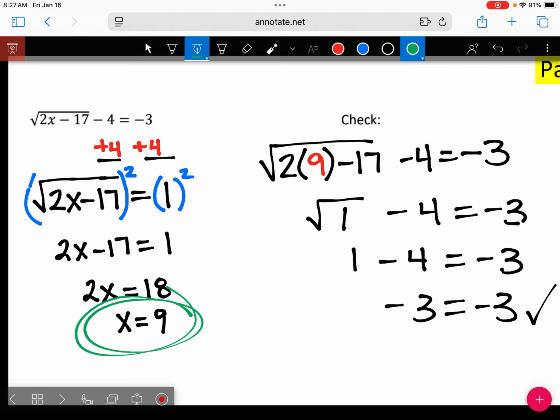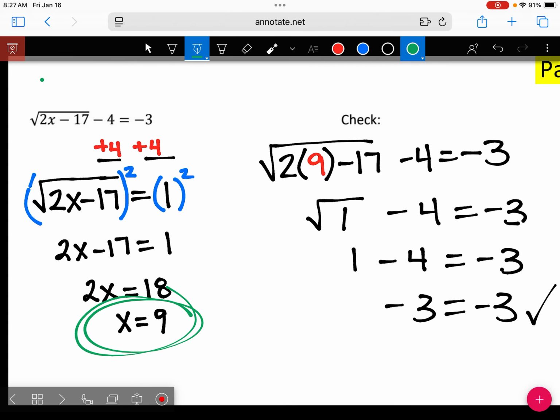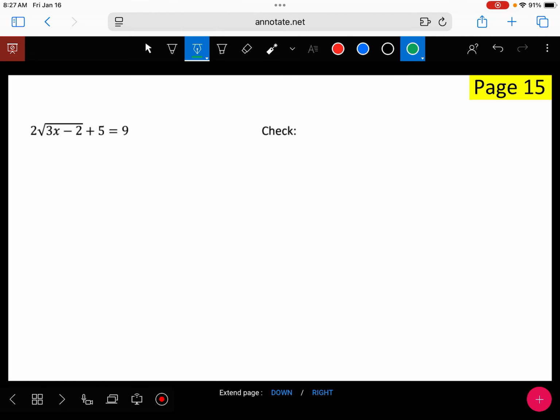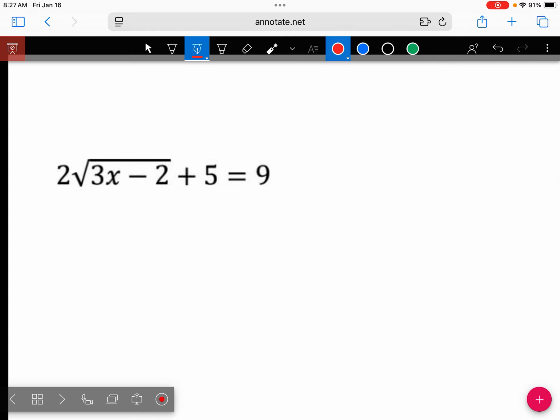All right, just 2 more, and then we will start on our homework. Wait, how many more do we have? We have 2 more. Okay. So now we have a couple of things that we have to do. Might be 3 more. We'll see.